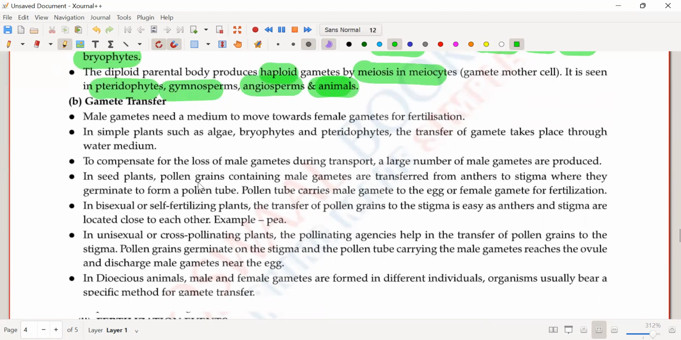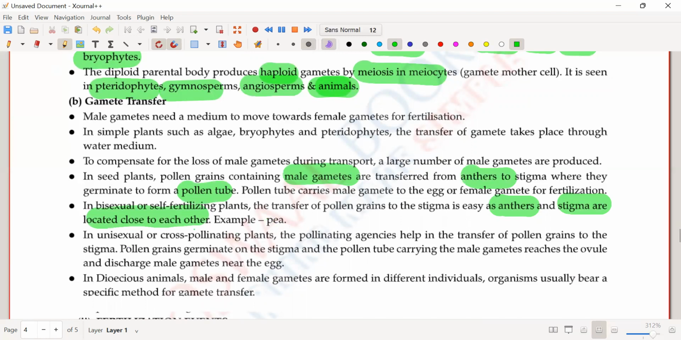In seed plants, pollen grains containing male gametes are transferred from anthers to stigma, where they germinate to form pollen tube. Pollen tube carries male gametes to egg or female gametes for fertilization. In bisexual or self-fertilizing plants, the transfer of pollen grains to stigma is easy as anthers and stigma are located close to each other. Example, pea plant.